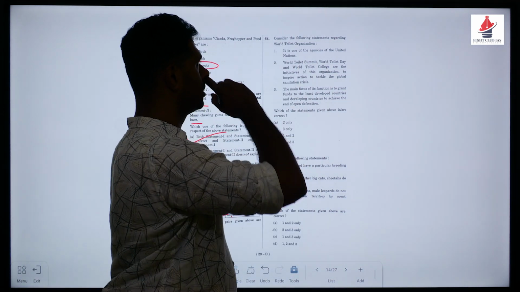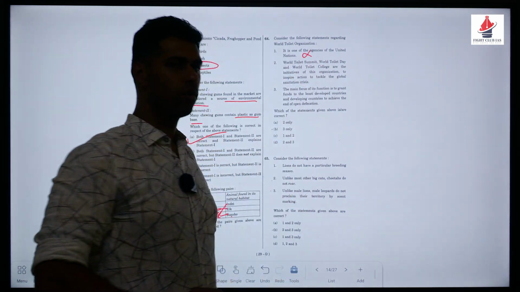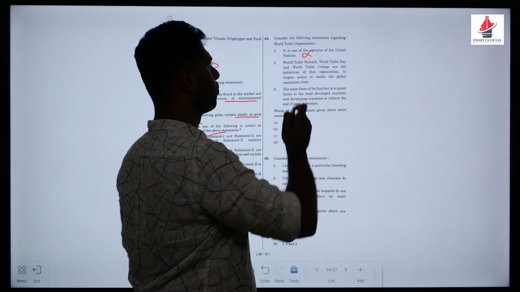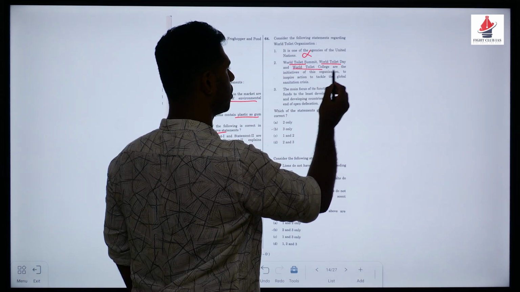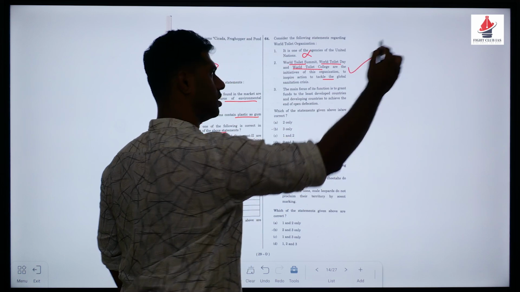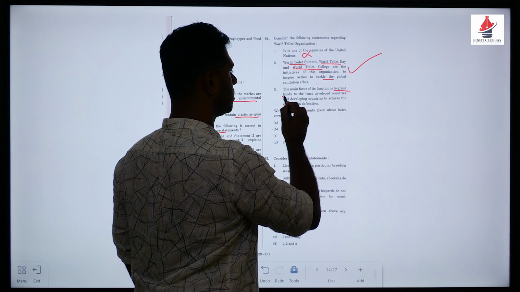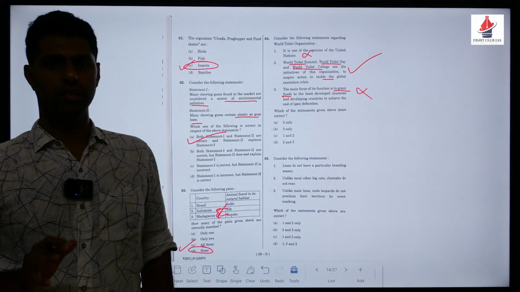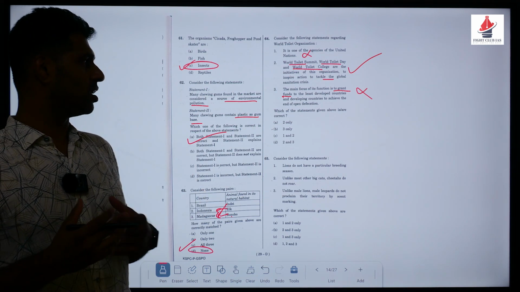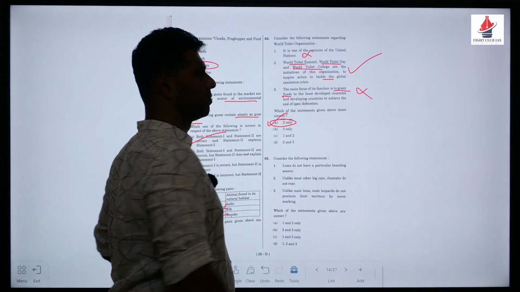Coming to this, consider the following statements regarding World Toilet Organization. It is one of the agencies of the United Nations. No, it is a non-profit organization. It is in collaboration with United Nations. It is not one of the agencies of United Nations. World Toilet Summit, World Toilet Day, and World Toilet College are the initiatives of this organization to inspire action to tackle the global sanitation crisis. Yes, this is true. This is correct. The main focus of its function is to grant funds. No, this does not grant funds. It is more in tune with trying to create awareness, trying to bring in collaboration between the private sector, but it does not grant funds. It doesn't have such an activity. So answer is 2 only, that is A.